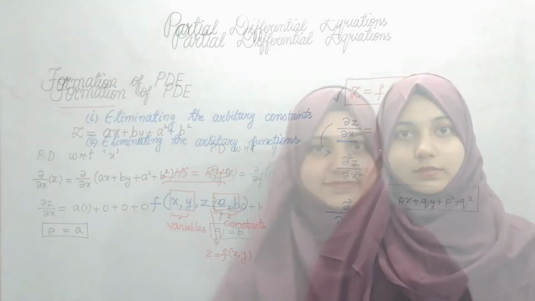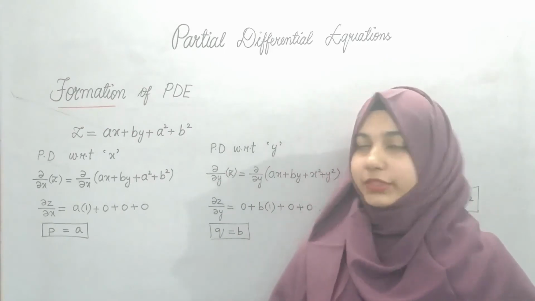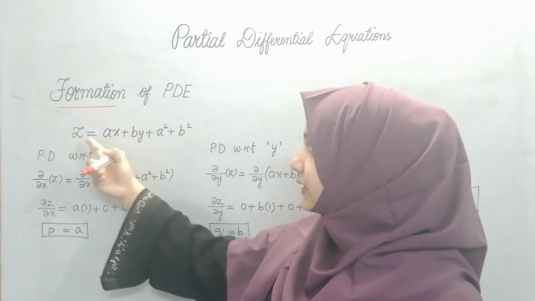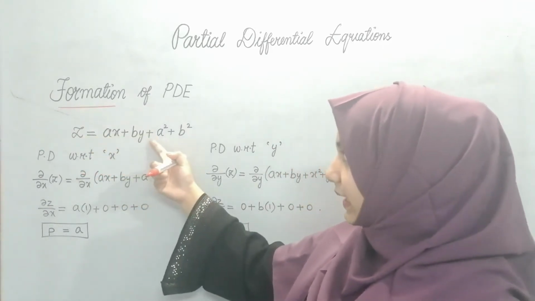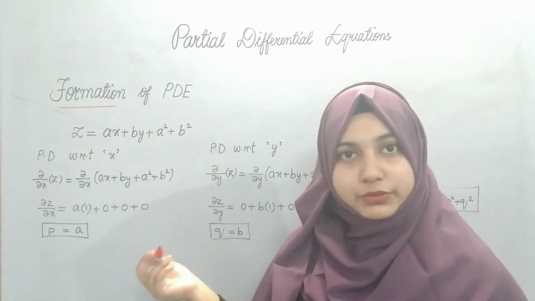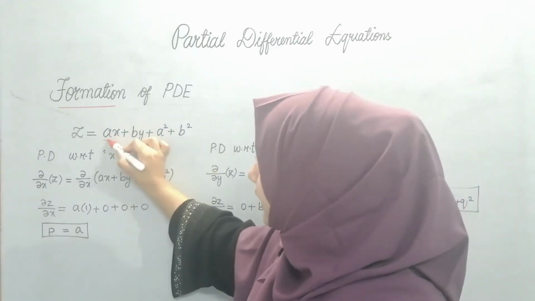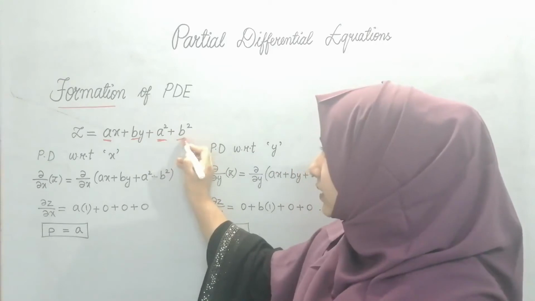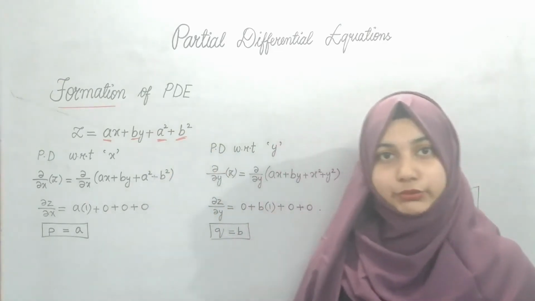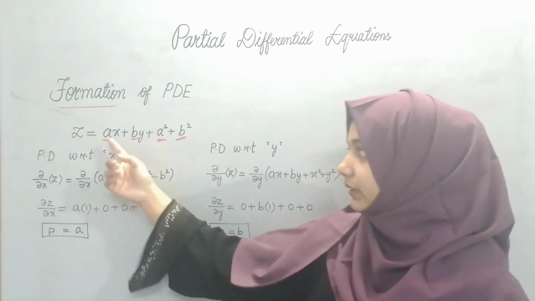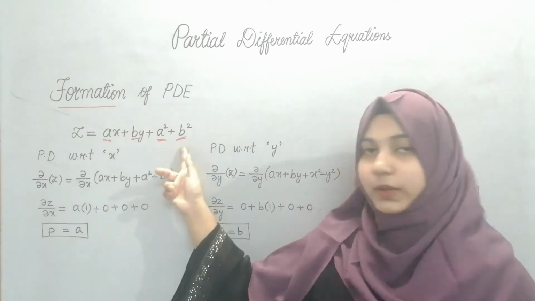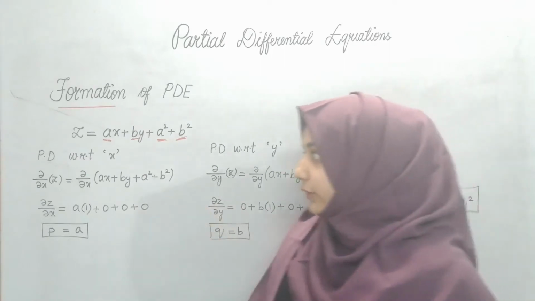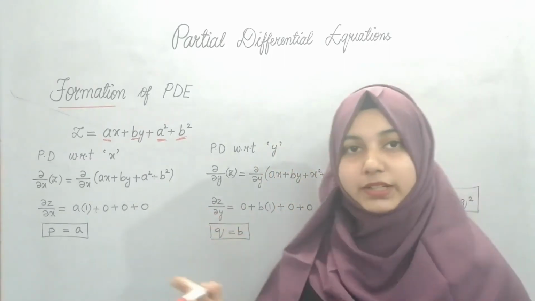Let me just erase this. Okay, let's see the first method, that is eliminating the arbitrary constants. Suppose this is my question, z is equal to ax plus by plus a square plus b square. So इसमें arbitrary constants क्या है मेरे? Constants क्या है? This a is my constant, this b is my constant, this a square is my constant, this b square is my constant. So what I need to do in order to form a PDE, I need to eliminate this a, b, a square, b square. Okay, ये नहीं चाहिए मुझे. I need to eliminate this. Okay, so for that what we are doing, we need to अच्छा ठीक है.